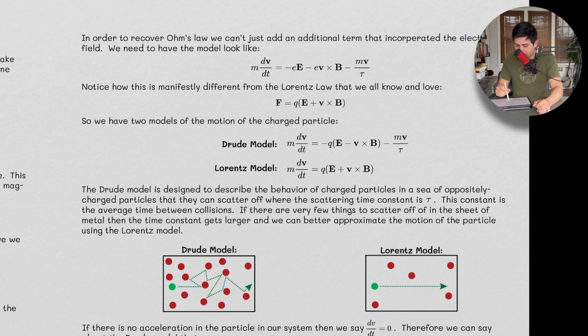Okay, this is the effect of the applied magnetic field. Theoretically, you might think, oh, okay, maybe this should be the thing we add for an applied electric field, but we also need to add this bit, okay? This bit here is different, and we'll see why we need to add it. Notice how this is manifestly different from the Lorentz law that we already know and love.